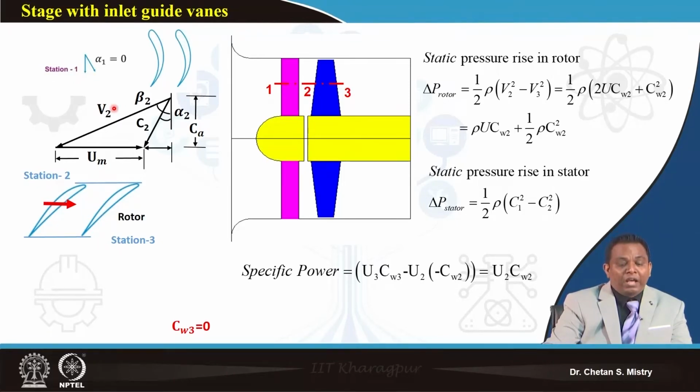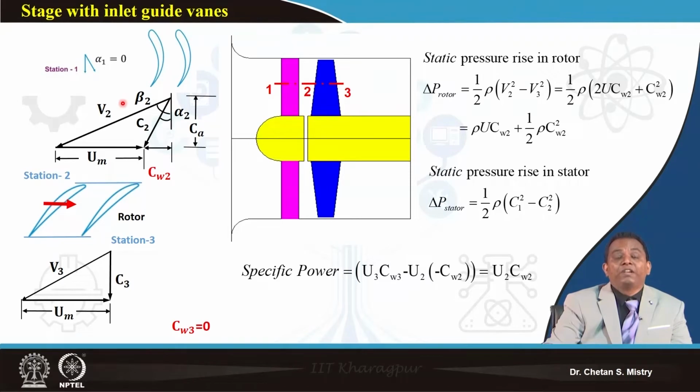When it is coming out, it will have a relative velocity component V3, and I will have my U component, and look at my exit, it will be axial. That means my C3 and CA are both equal. Now what is happening? The whirl component that we were discussing, which was coming out from the rotor when using only a rotor, we have addressed by incorporating this inlet guide vane.